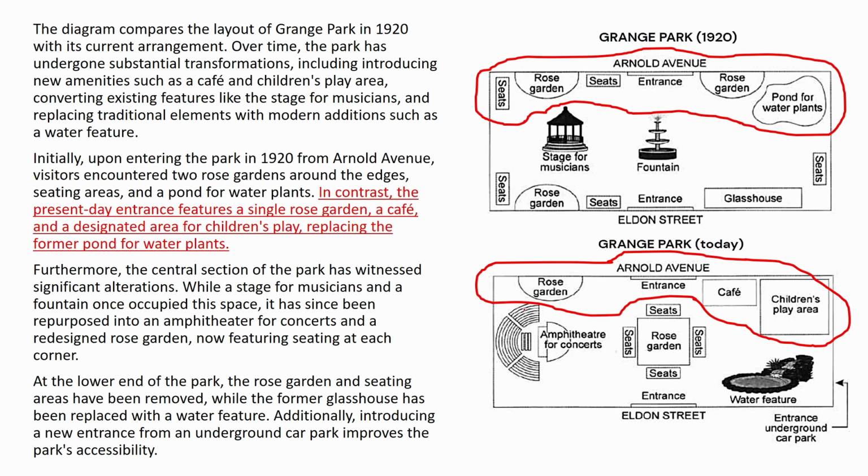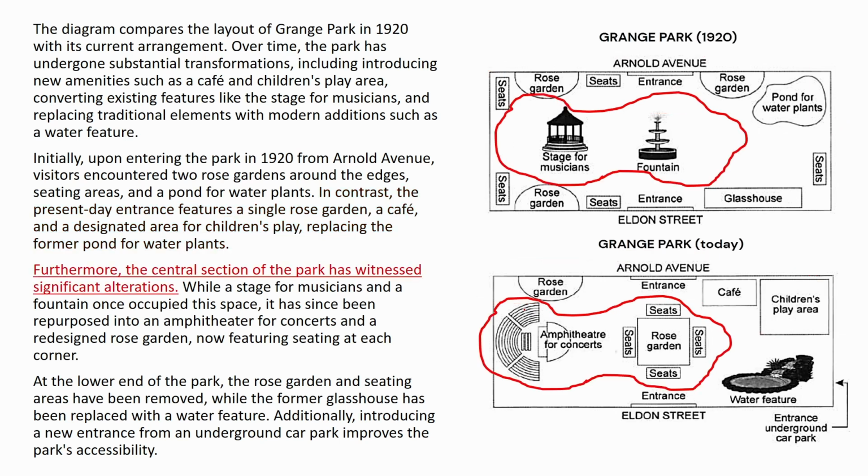Now the central part. Furthermore, the central section of the park has witnessed significant alterations. Alteration means change. Now I need to be specific. What has been changed? While a stage for musicians and a fountain once occupied this space, it has since been repurposed into an amphitheater for concerts and a redesigned rose garden, now featuring seats at each corner.